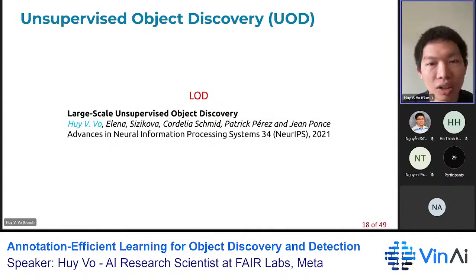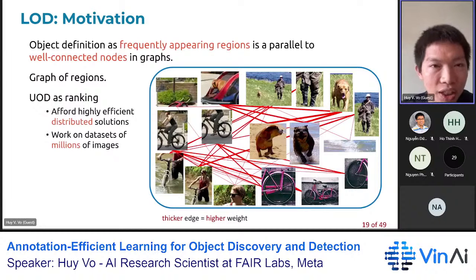In the next work, LOD, which was published at NeurIPS 2021, I will show that with a change of formulation, we can scale up unsupervised object discovery to very large datasets of millions of images. The idea behind this change of formulation is the observation that in our work we define objects as visual patterns that appear frequently in the image collection, and that is parallel to well-connected nodes in graphs.